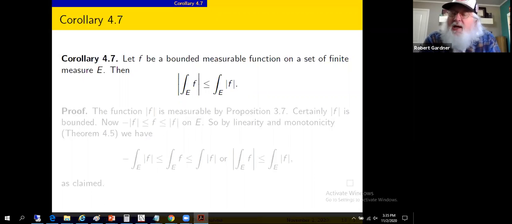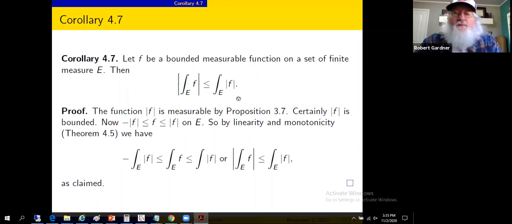A similar result holds in the complex setting. We don't use absolute values, we use modulus, but a similar result holds. All right. First off, the absolute value of f is measurable when f is. Proposition 3.7 guarantees that, something about compositions of measurable functions being measurable.